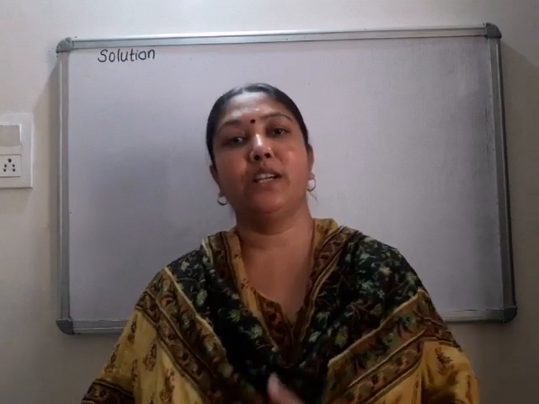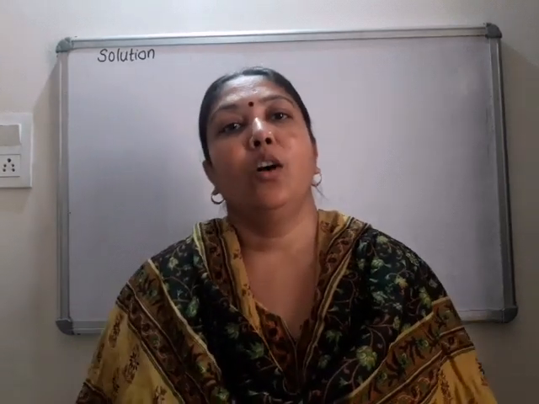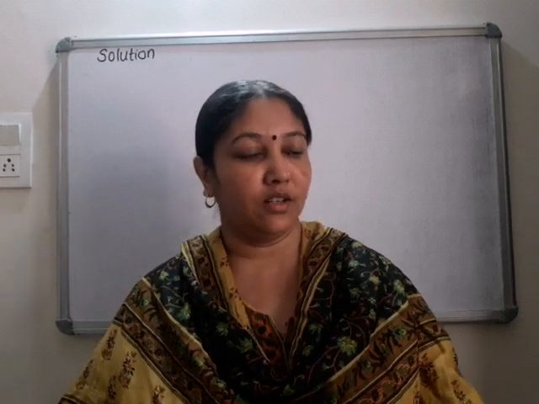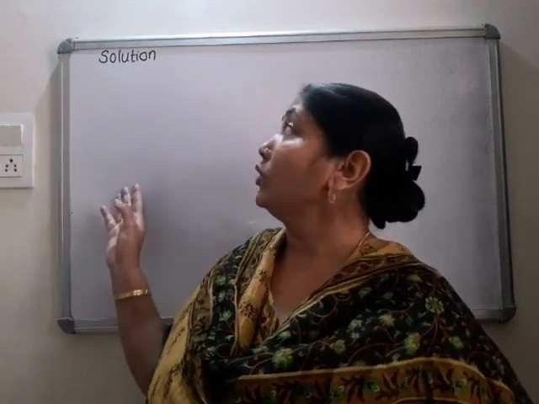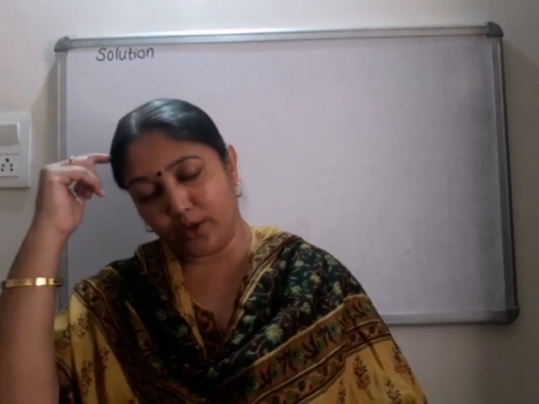So we have completed two lessons of C2. One is halogen derivatives and second one is alcohols, phenols and ethers. Today we will start C1, chemistry 1. So first lesson is solid state and second lesson is solution. I will start with second lesson, that is solution.